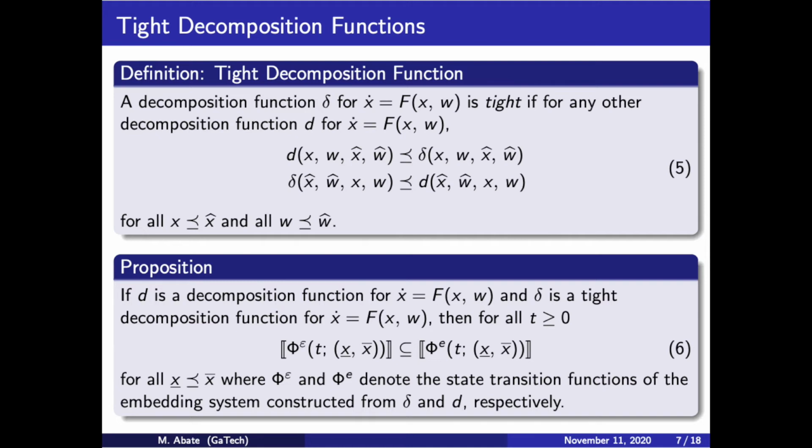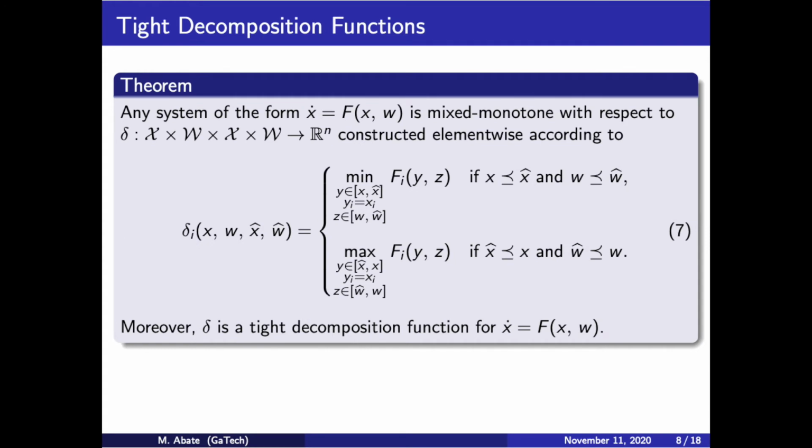So we'll define a notion of tightness and say that a tight decomposition function for our system is a decomposition function delta, such that for any other decomposition function d for the system, the constraints given as equation 5 hold. And we show through the proposition provided on the bottom of this slide how this definition of a tight decomposition function resolves a notion of tightness for mixed monotonicity. And in particular, if you compute an over-approximation of a reachable set using a tight decomposition function, that approximation will be contained inside any other approximation derived using the tools of mixed monotonicity. So a tight decomposition function will always provide the tightest possible reachable set approximation attainable.